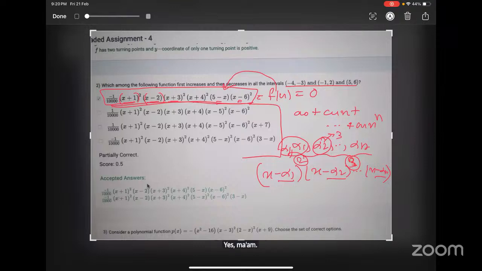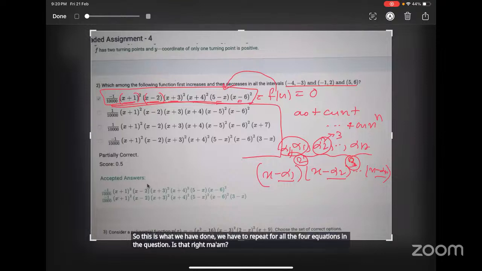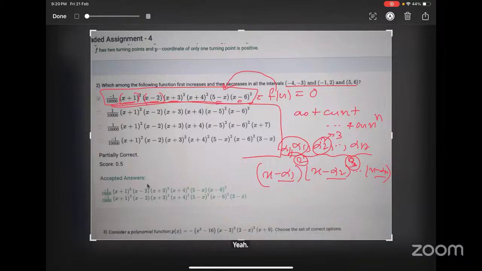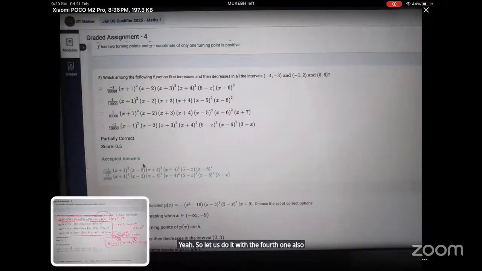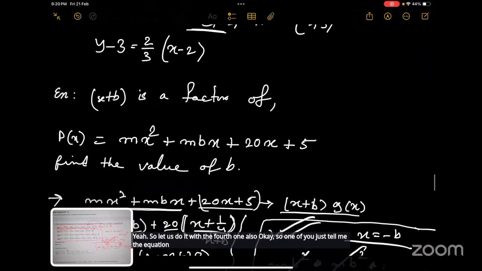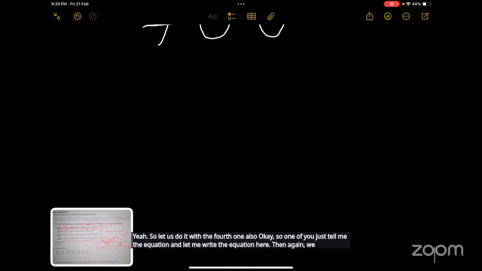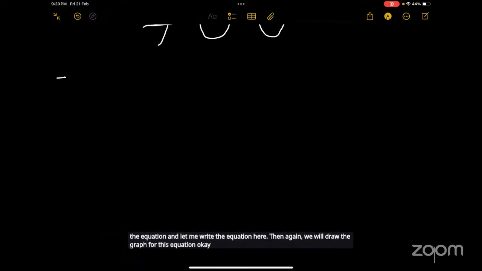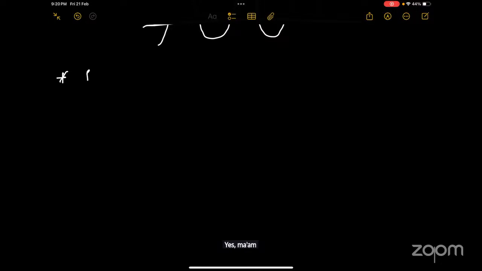No, ma'am. So the exercise we have done, we have to repeat for all the 4 equations in the question. Is that right, ma'am? Yeah. Okay. So let us do it with the 4th one also. One of you just tell me the equation. Let me write the equation here. Then again we will draw the graph for this equation.